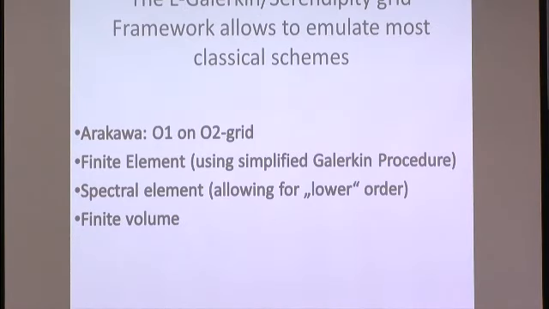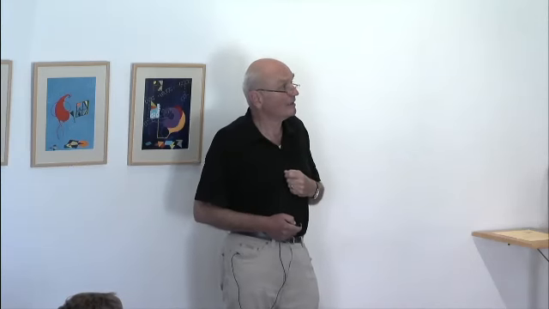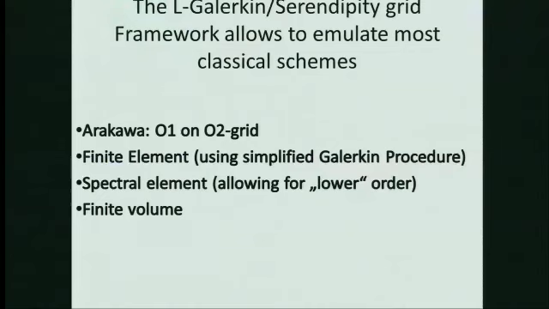So the framework is such: if you have O1 on an O2 grid, you can have all Arakawa schemes in this framework. And I use this because my approximations at the moment are on the Arakawa C grid. I would like to have them on a higher order grid, but whatever. Finite elements can be used and they can be simplified using the Galerkin process. The same is for the spectral element. I think it's lower order, but maybe not. You can have it in any order, but if you use order 2, for example, it's already higher in accuracy, but I think only on regular grids.